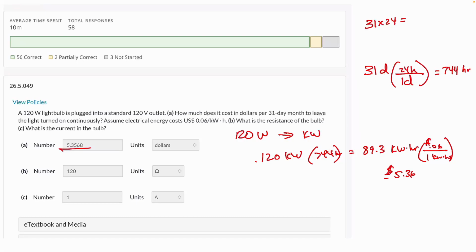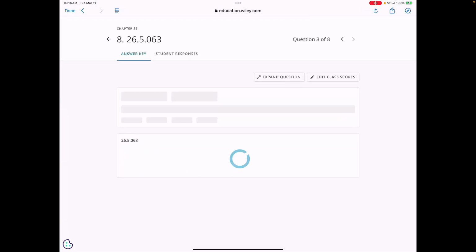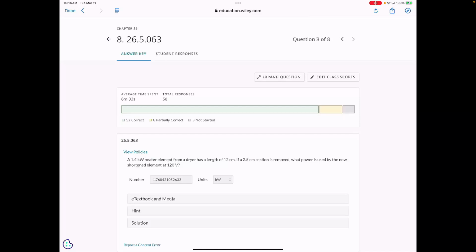How'd I do? Did I answer the question? Was that sufficient? Was I going too fast? Those ones were easy, but there weren't other ones on there with the resistance and the current that was kind of blurry. Would that be the one that's on the test? Okay. This one? Yes. Kilowatt heater element from a dryer has a length. That's okay. So they're just asking you to remember the resistance formula for this one.